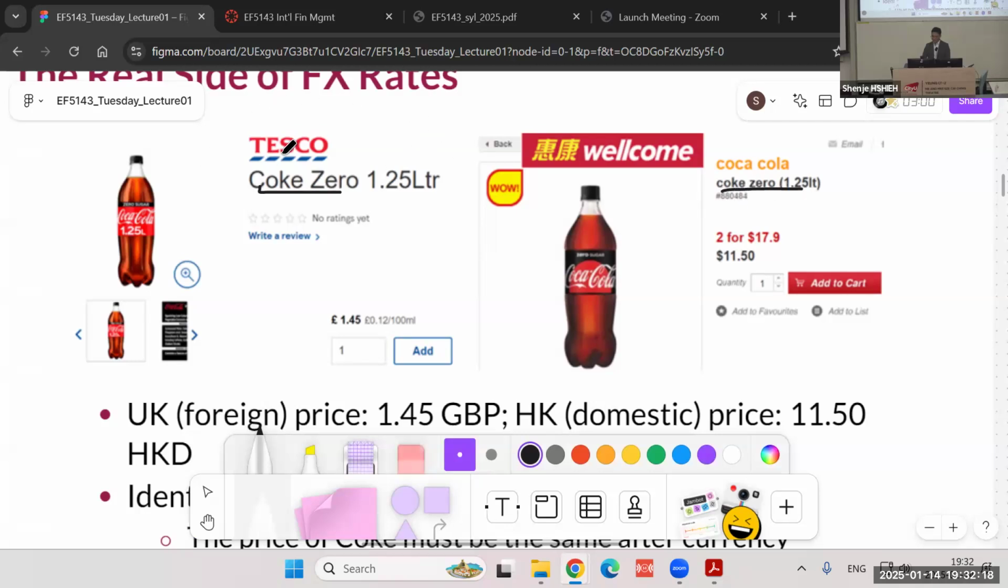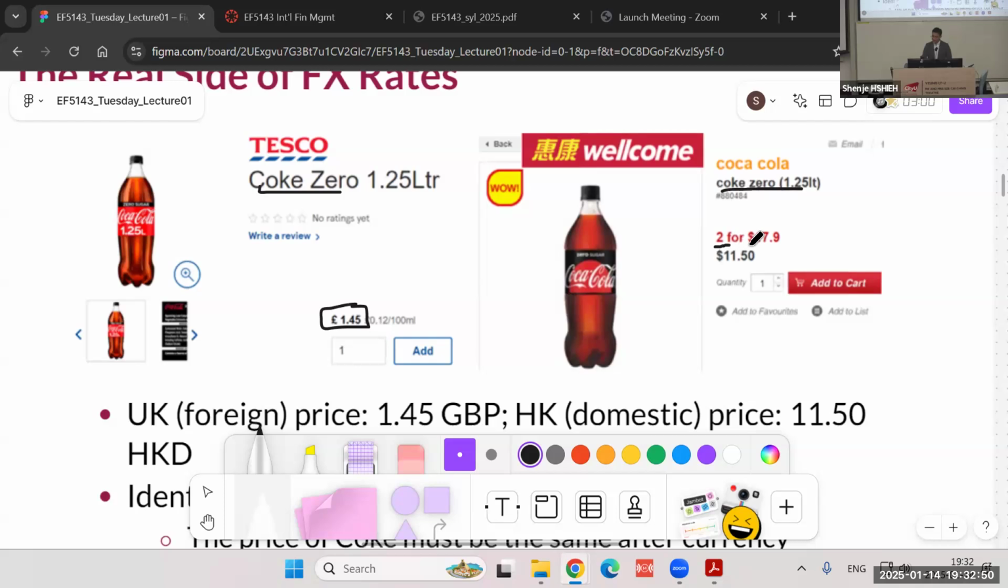So here we have Tesco, which is a supermarket in the United Kingdom. I don't know if it's in mainland China, but they have supermarkets in Hong Kong. But anyways, I'm looking at the price in the UK. It's 1.25 liters, 1.25 liters. As far as I can tell, there's no difference in formula or taste, okay? And we have a price. So for a bottle of Coke Zero in the United Kingdom, it's priced at 1.45 pounds.